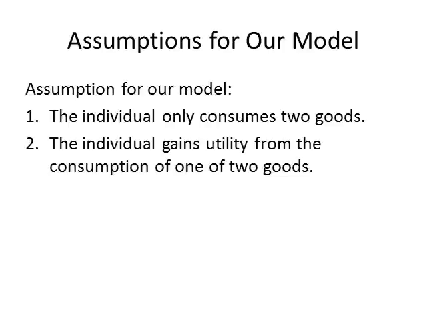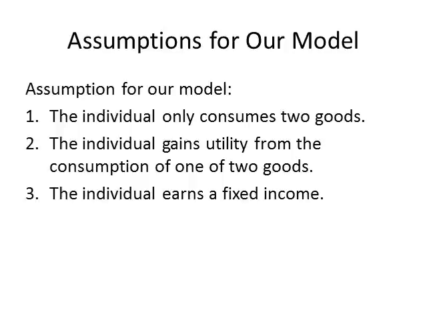Two, the individual gains utility from the consumption of one of the two goods. This assumption makes sure that the person's choice of goods provides benefit to the individual. Three, the individual earns a fixed income. This assumption limits the amount of goods that the individual can purchase. This assumption should not limit the outcome of the analysis, since most of us receive roughly the same amount of income in a given period of time.